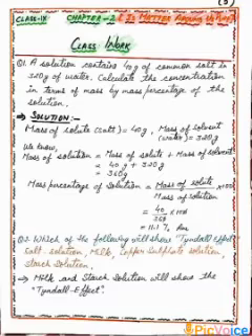So in this numerical, what is given here? Mass of solute, means salt, is equal to 40 gram. And mass of solvent, means water, so the mass of solvent is equal to 320 gram.